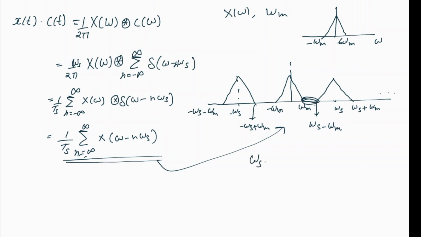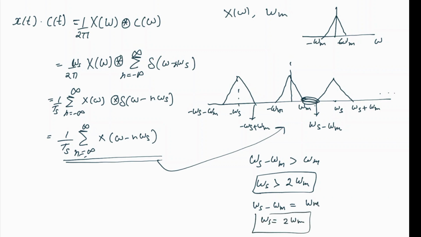For this, omega s minus omega m must be greater than omega m, which means omega s should be greater than 2 omega m. Omega s minimum should be 2 omega m. So this is the Nyquist criteria. This is the minimum rate at which we should sample, and if omega s is lower than 2 omega m, then these two triangles will overlap and the frequency components will overlap, and we will no longer be able to get our original signal back accurately.